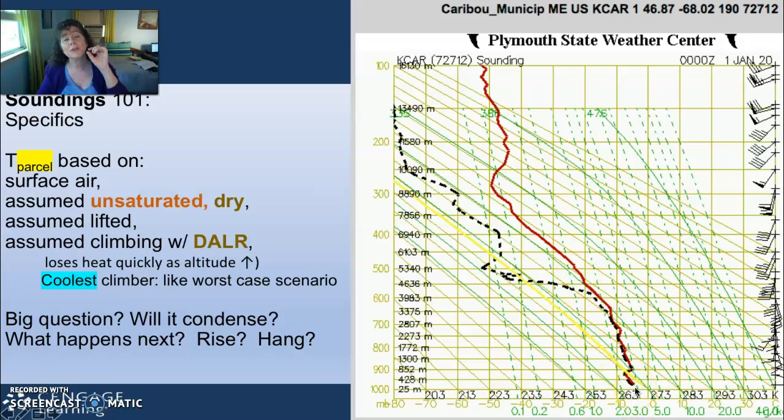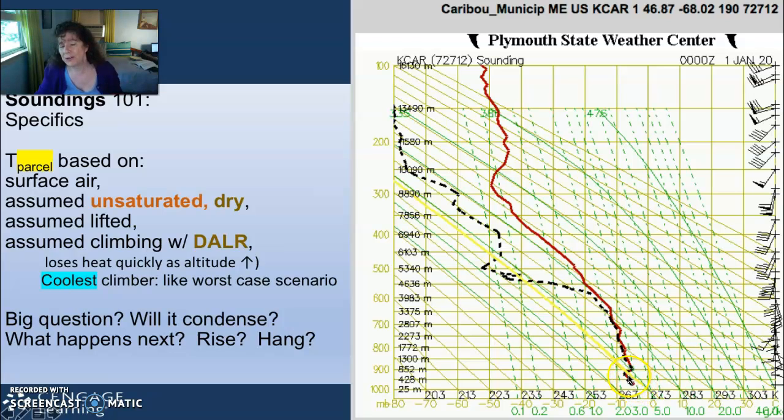You are assuming that the parcel has some lift underneath it to get off the ground. The lift can be convective, the lift can be frontal, or topographical, or convergent. You're assuming that it has some lift, and you're assuming that it starts its journey using the dry adiabatic lapse rate right here.